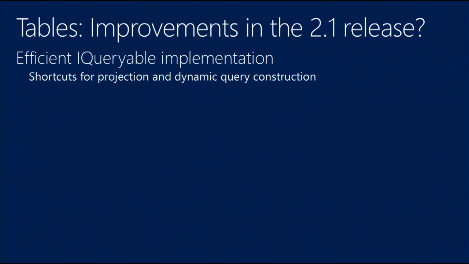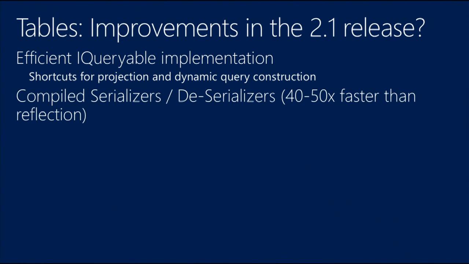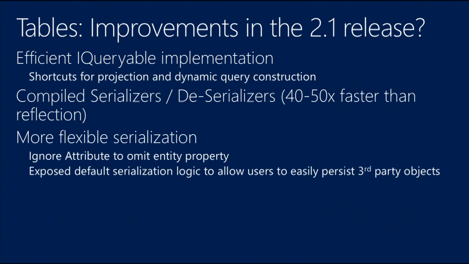All right, so we'll jump into tables. What's new in 2.1? We have the efficient IQueryable. We'll show some code here and how you can do some of the cool shortcuts for projection and the dynamic query construction. Compiled serializers. These are roughly 40 to 50 times faster computationally than reflection at runtime.